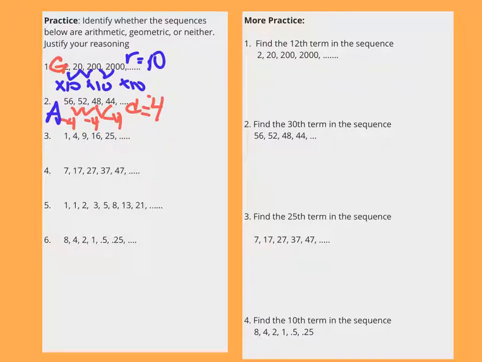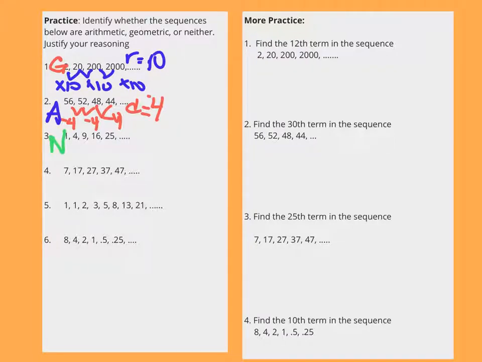In number 3, we have 1, 4, 9, 16, 25. If we look at the difference, 4 minus 1 is 3, 9 minus 4 is 5, 16 minus 9 is 7. So the differences are different each time. If I look at the ratio, 4 divided by 1 is 4, 9 divided by 4 is going to give me 2 and 1/4, so the ratios aren't the same. So because I don't have a common difference or a common ratio, we would classify this particular sequence as neither.